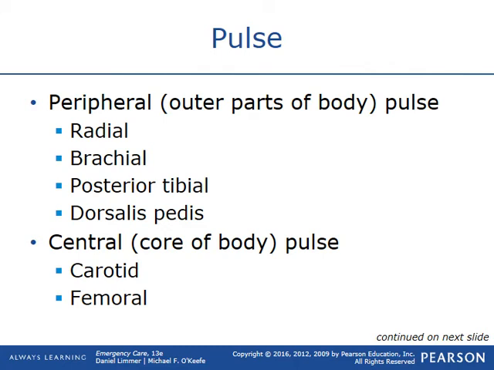Peripheral pulses are on the outer parts of the body, such as the radial, the brachial, the posterior tibial, and the dorsalis pedis. And your central pulses are going to be the core of the body, such as your femoral artery and the carotid artery.